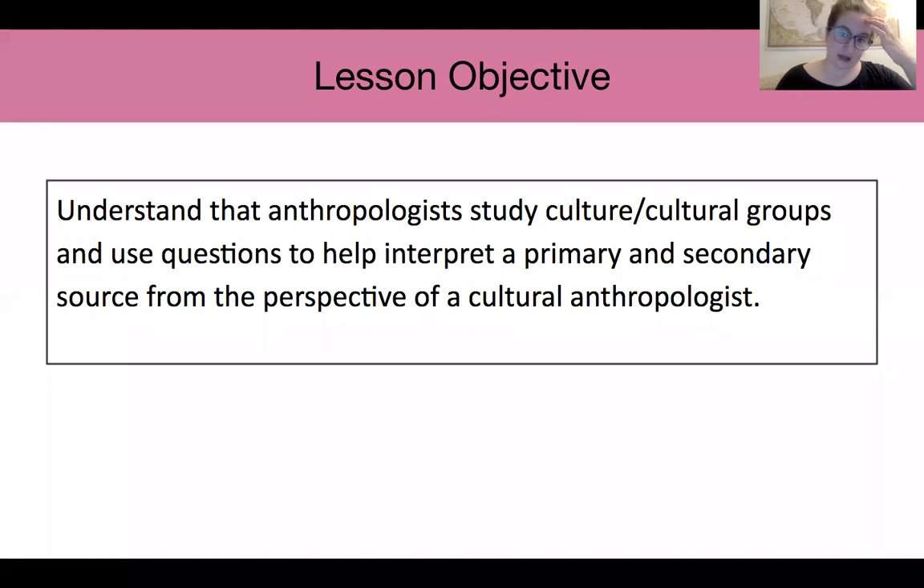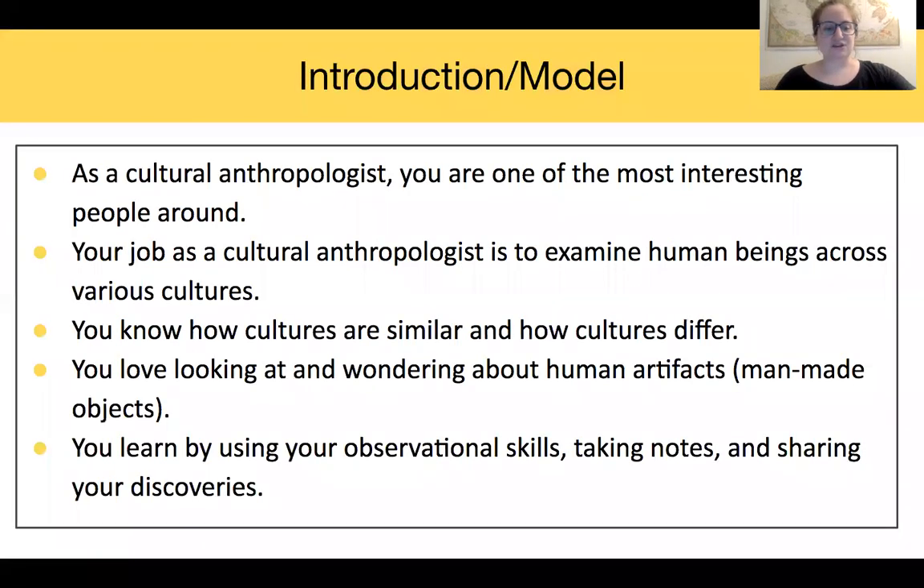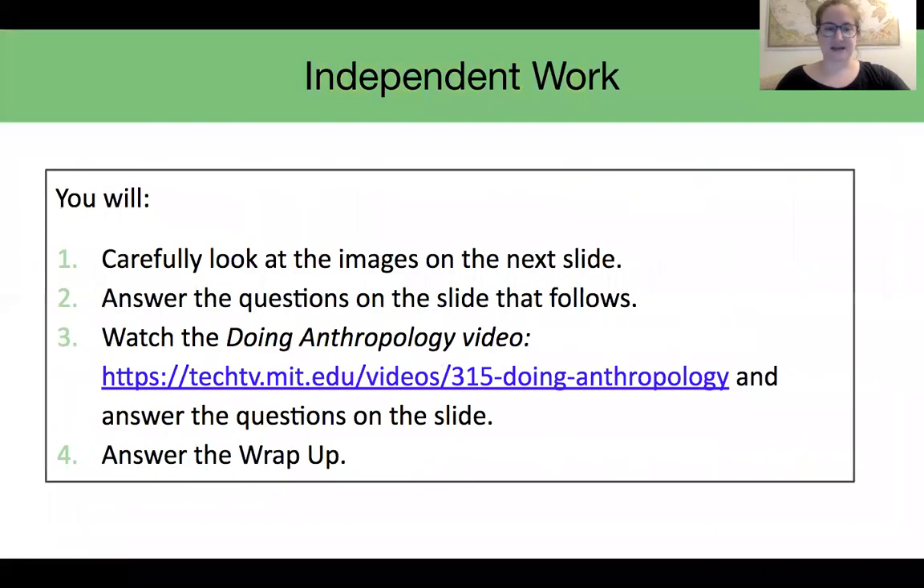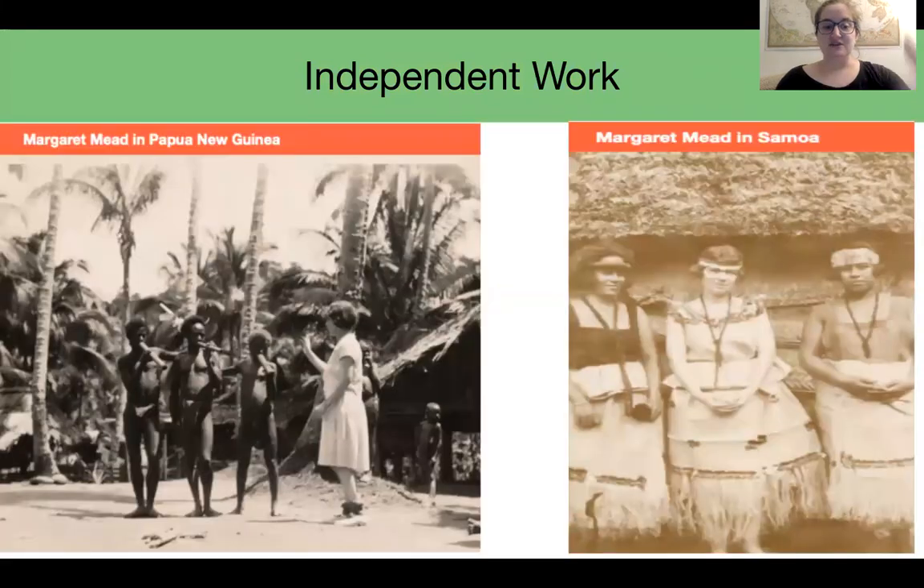This lesson is all about anthropology and introducing the study of anthropology as a way to interpret primary and secondary sources. So kids first understand a bit of the definition of what a cultural anthropologist does, and you review what a primary source is. And then you have them look at some images. Now, these are images of Margaret Mead, world famous cultural anthropologist in Papua New Guinea.